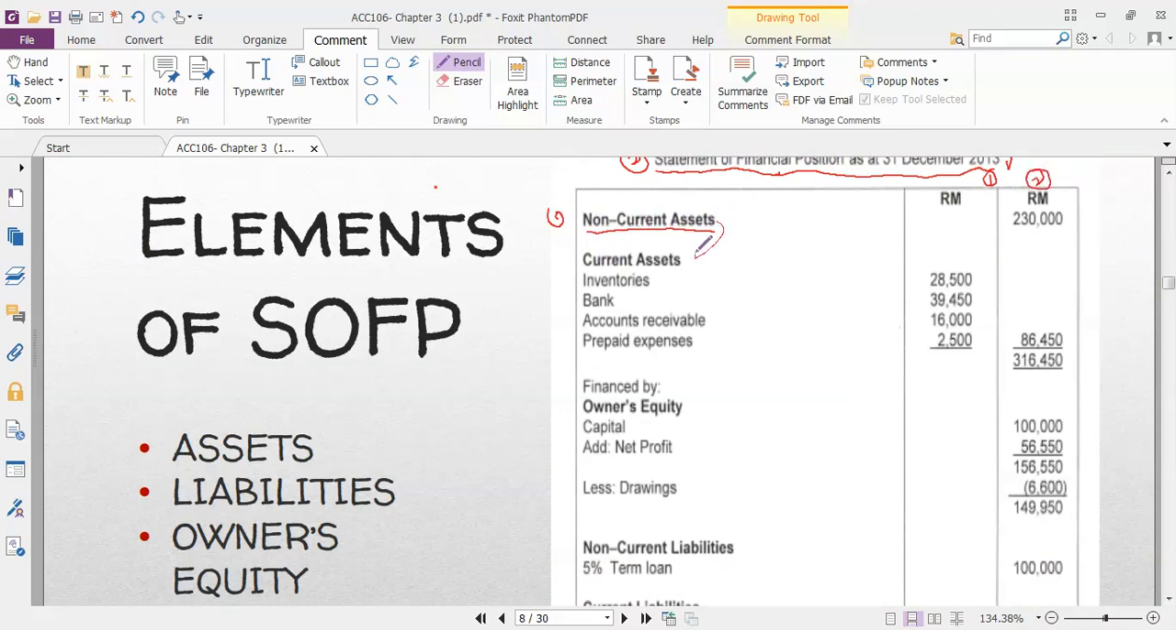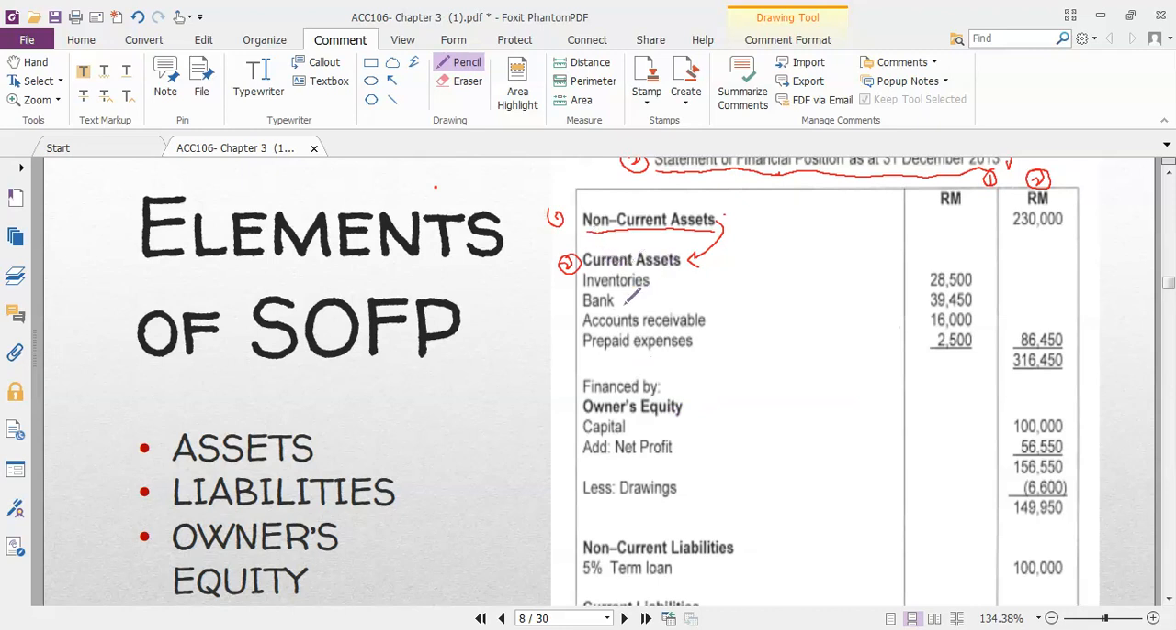Lepas tu non-current asset ni ada 2 jenis. Okay, asset dia ada 2 jenis. The first one is non-current asset. Second is current asset. Okay, tak apa. Kita go through sahaja dulu format dia. And then after this, I will explain to you in the detail what is that element. Okay. So, kita tengok dulu secara overall dia punya format.